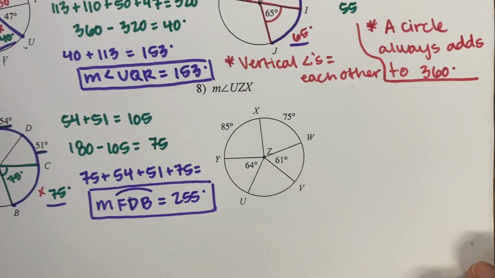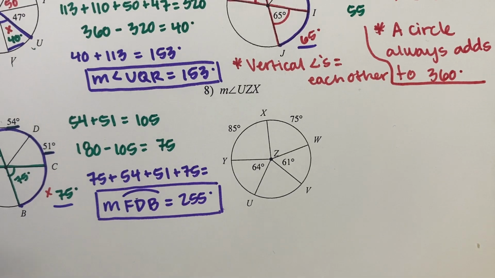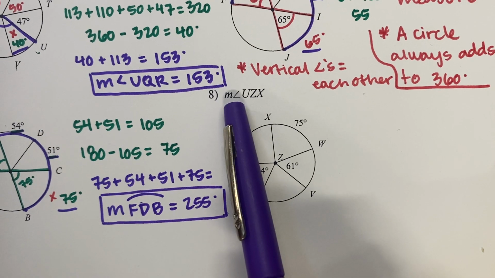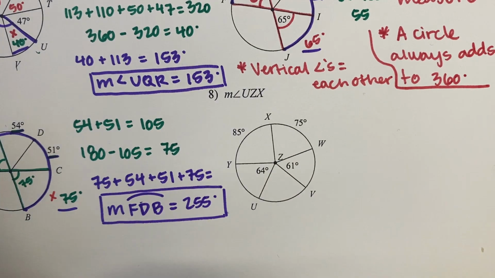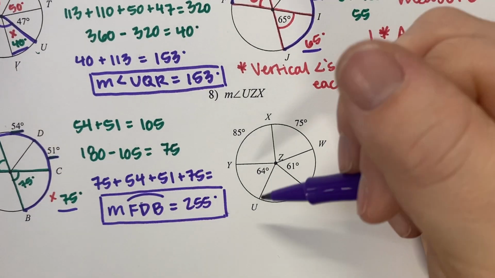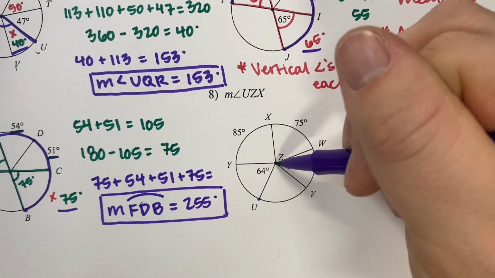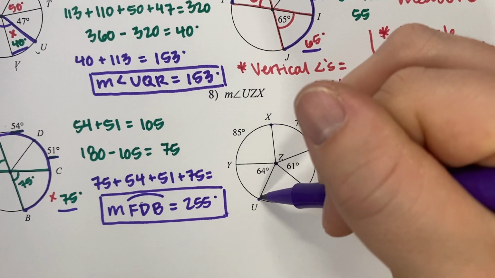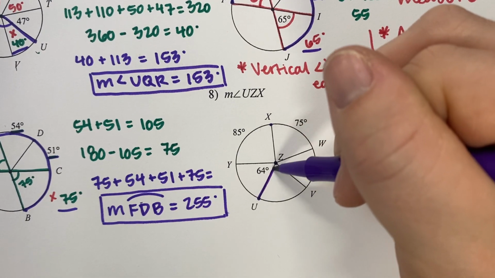Okay, let's do number 8. Okay, what we're actually looking for, we're trying to find the measure of angle UZX. Okay, so this time it's an angle. We're starting at U, going to Z, and ending at X. Ooh, okay, so UZX.